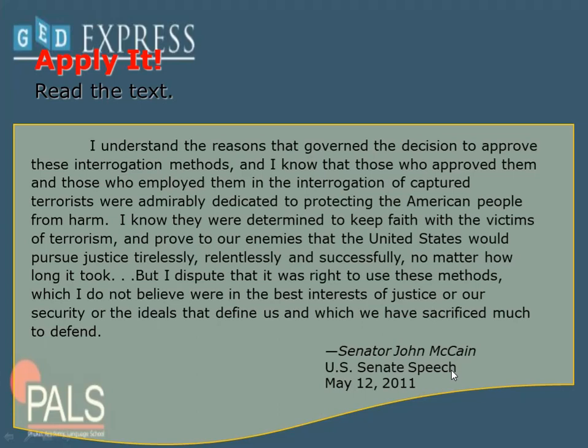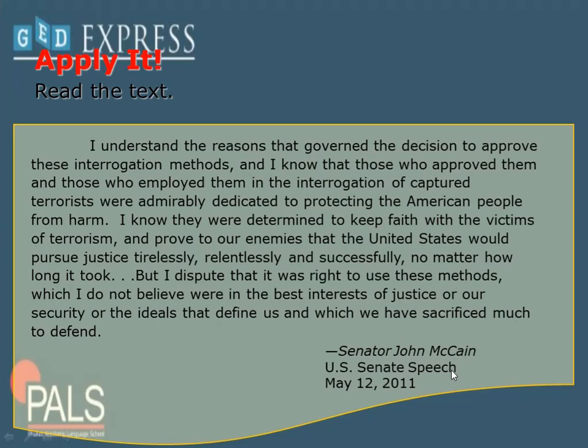I understand the reasons that govern the decision to approve these interrogation methods, and I know that those who approve them and those who employ them in the interrogation of captured terrorists were admirably dedicated to protecting the American people from harm. I know they were determined to keep faith with the victims of terrorism and prove to our enemies that the United States would pursue justice tirelessly, relentlessly, and successfully, no matter how long it took. But I dispute that it was right to use these methods, which I do not believe were in the best interest of justice or our security or the ideals that define us and which we have sacrificed much to defend.